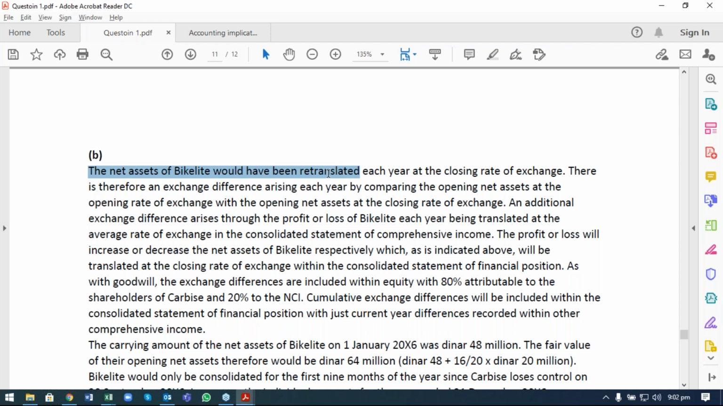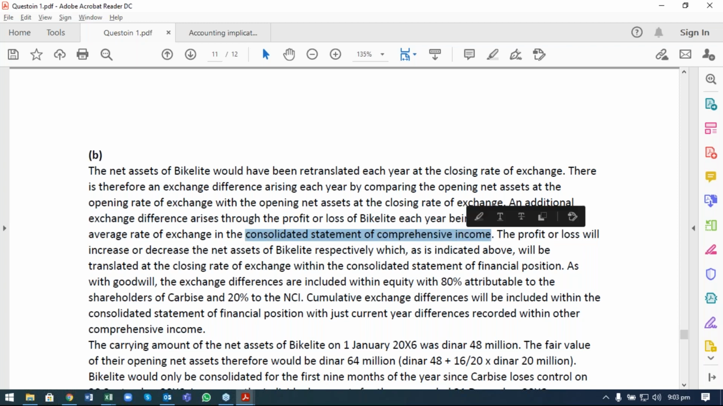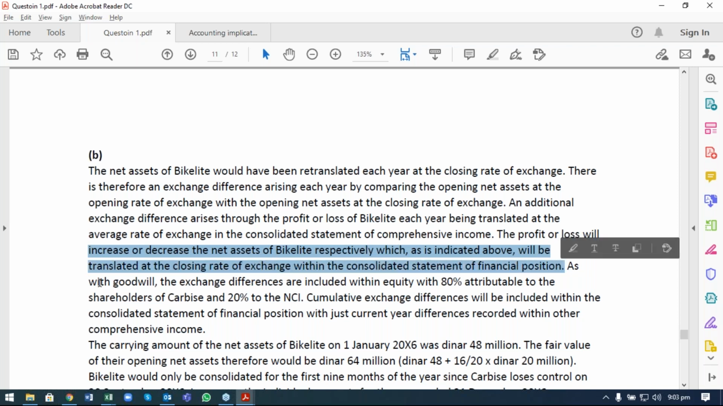The net assets of Backlight would have been retranslated each year at the closing exchange rate. There is therefore an exchange difference arising each year, comparing the net assets at the opening rate of exchange and the opening net assets at the closing exchange rate. Any additional exchange differences arise because Backlight's profit and loss account each year is translated at the average rate of exchange in the consolidated statement of comprehensive income. The profit or loss will increase or decrease. The net assets of Backlight will be translated at the closing exchange rate in the consolidated statement of financial position, as with the goodwill.